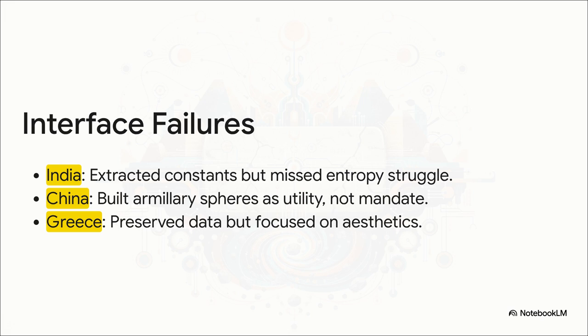Over in India, brilliant minds extracted geometric constants, but totally missed that thermodynamic struggle against entropy. China built these incredible armillary spheres, but treated the engine as a simple utility. And Greece? Well, brilliant minds like Ptolemy acted as custodians of the planetary data, but they focused way more on geometric aesthetics rather than the mandated need for error correction. So they had the files and they had the hardware, but they completely lost the operating system.